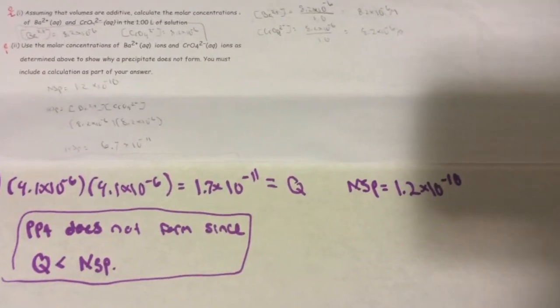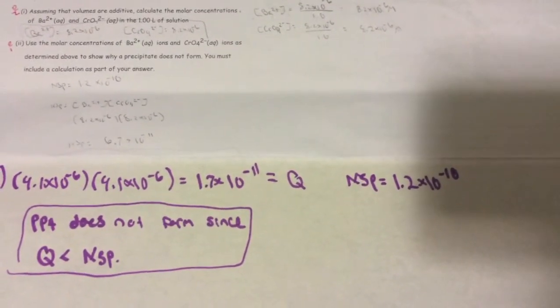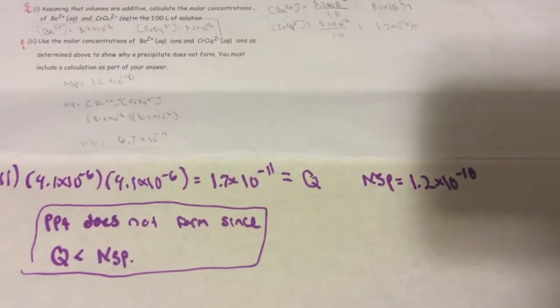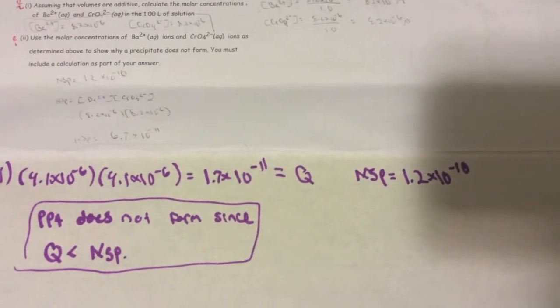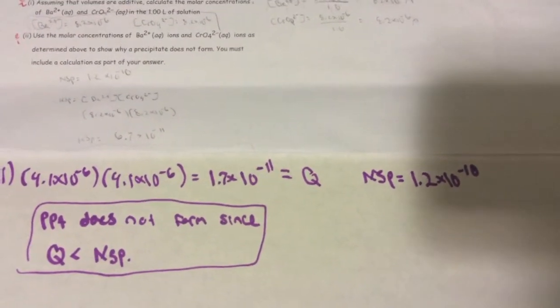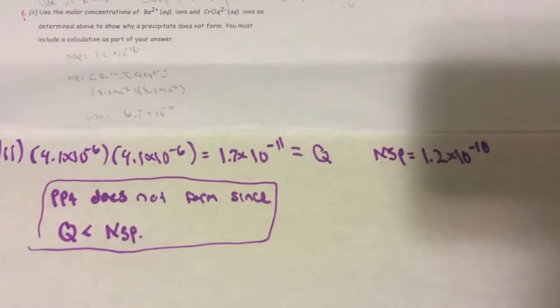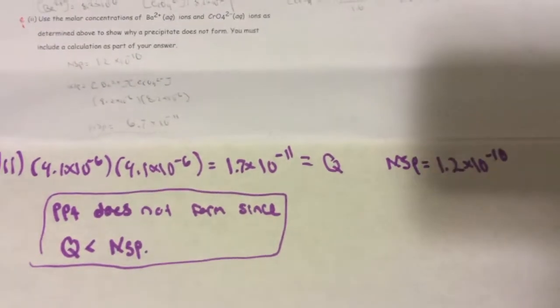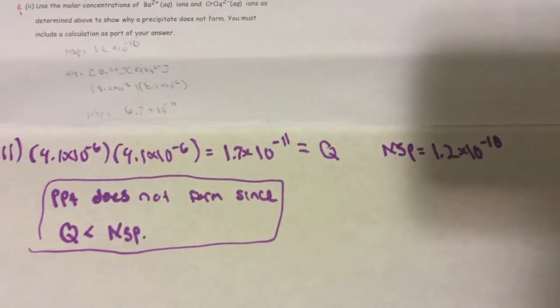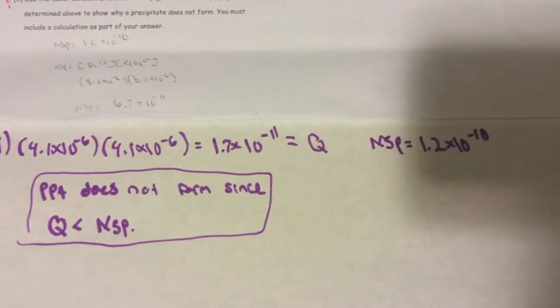Use the molar concentrations of Ba2+ ions and CrO4 2- ions as determined above to show why precipitate does not form. So we take the molarities of Ba2+ and CrO4 2- and we multiply them together and we get 1.7 times 10^-11, which is equal to Q, so a precipitate does not form since Q is less than Ksp.